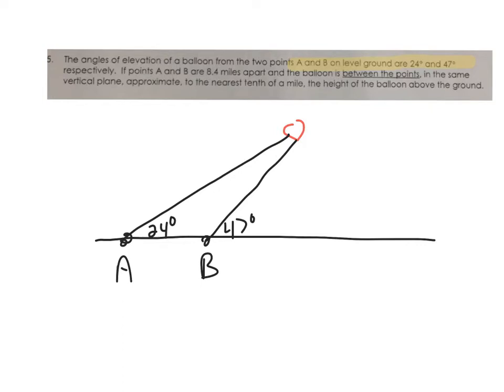It says points A and B are 8.4 miles apart. So the distance between A and B, this distance right here, is 8.4. But here's the problem sometimes, and this is why you sometimes have to erase your picture and start over: the balloon is between the points. Here I drew my balloon off to the side, so I'm going to have to erase this picture and redraw it.